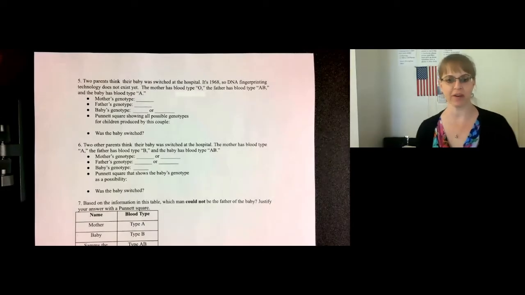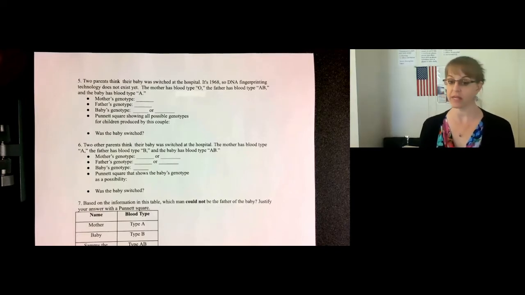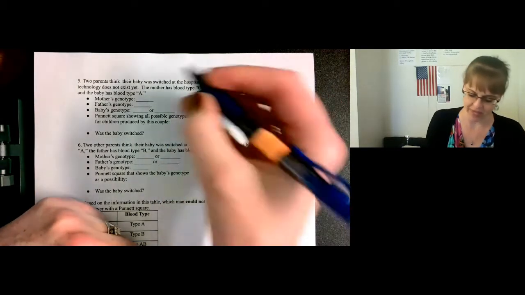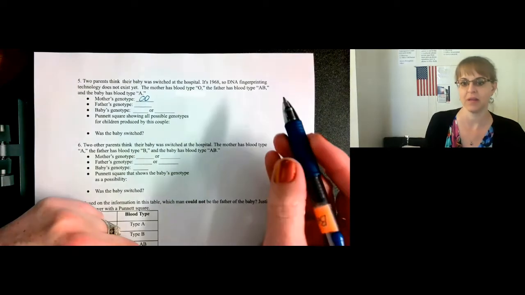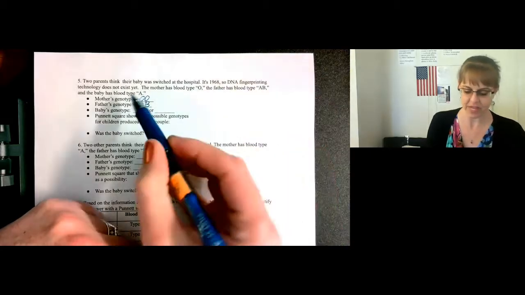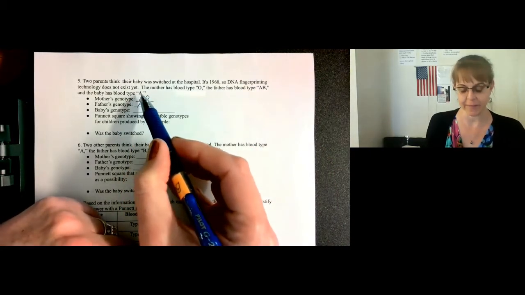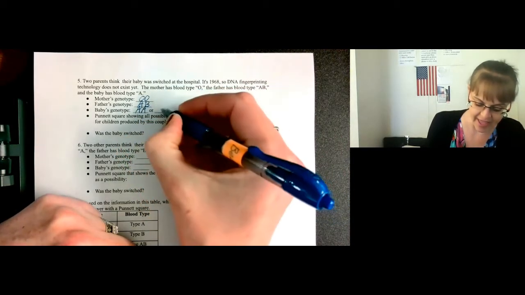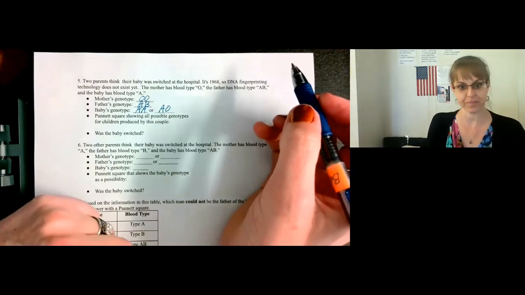Number 5, 2 parents think their baby was switched at the hospital. It's 1968, so DNA fingerprinting technology does not exist yet. The mother has blood type O, the father has blood type AB, and the baby has blood type A. The mother's genotype, since she's type O, has to be OO. The father has to be genotype AB. Since the baby is blood type A, the baby could have 2 different genotypes, either AA or AO.